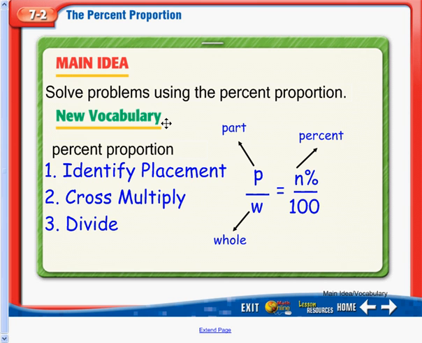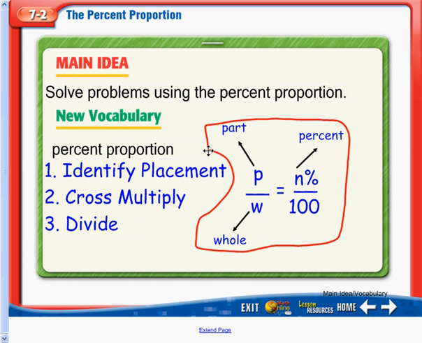Today's lesson is the percent proportion. The main idea is solving problems using the percent proportion. And the percent proportion is going to be this big proportion we have set up on our right: part over whole on the left equals n% over 100.